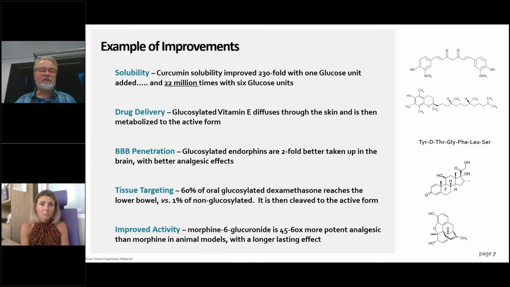So a few examples of improvement done on small molecules by glycosylation. These are all from the literature. So solubility, the first example.